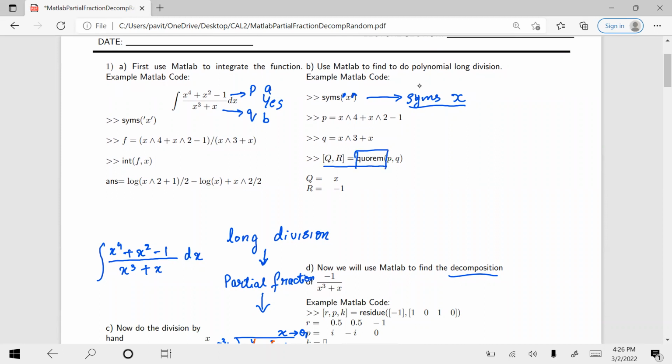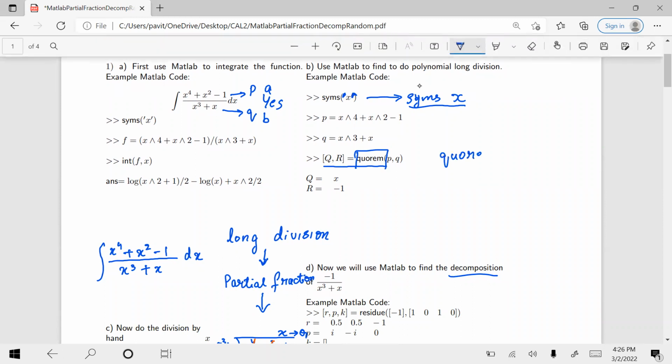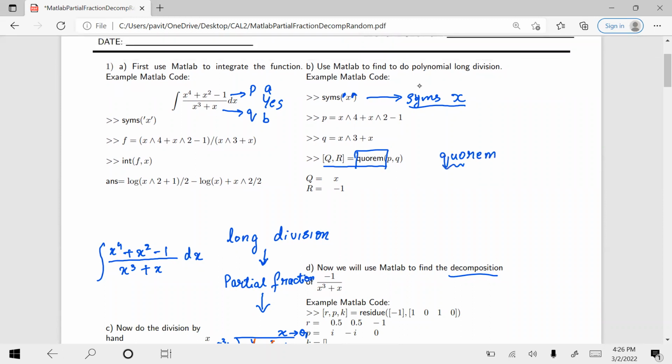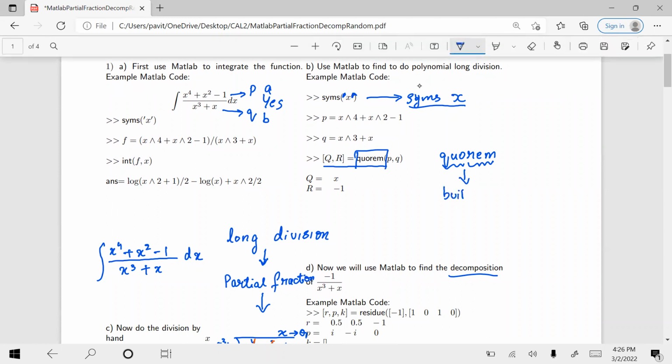Now we are going to apply a function. We are going to call a function called QUOREM. QUO stands for quotient and REM stands for remainder. So this is a built-in function in MATLAB.